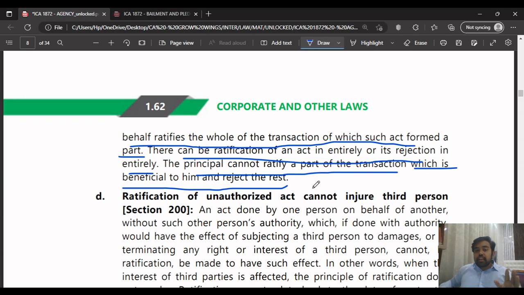If an agent has done a particular transaction, the principal cannot say that I'll accept only part of the transaction and reject the other part. Suppose the agent has bought some goods and later sold them and made some money. The principal can't say that I will only take the profit part and reject the part about purchasing the goods. No, you can't do that. He has to accept the entire transaction. Either you accept in its entirety or reject in its entirety. That's what they're trying to tell here.